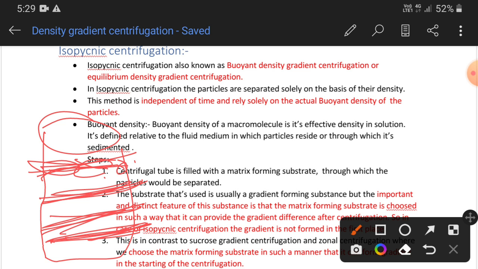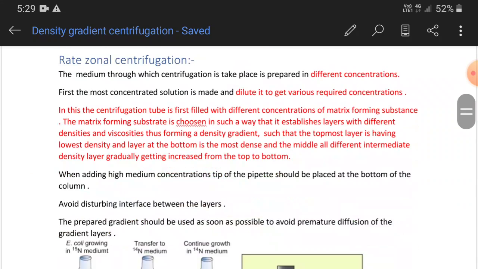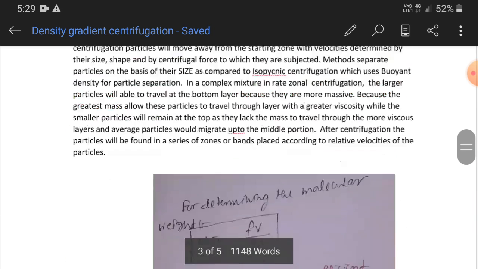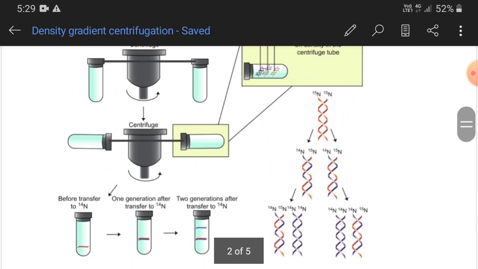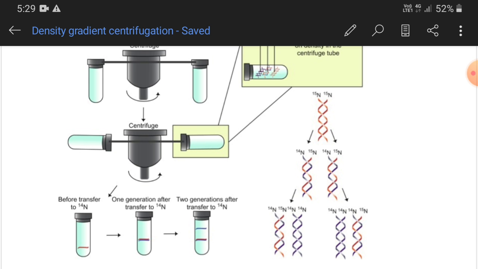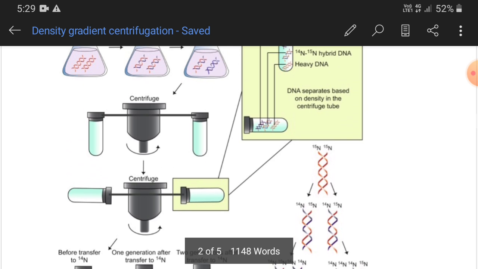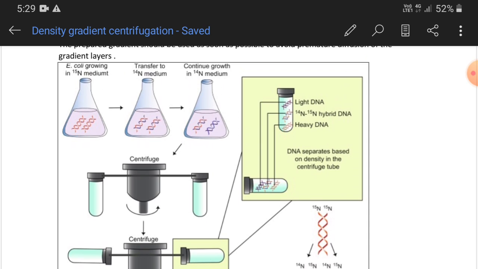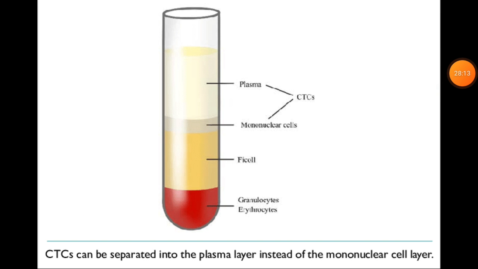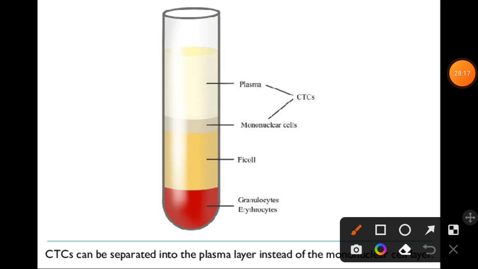Okay, suppose, let me choose a picture that I can use to explain. Okay, let's go back to this one. So in the case of isopycnic centrifugation, the distinguishing idea is you will get this kind of band gradient, that means lowest density at the top and the highest density at the bottom only after centrifugation.